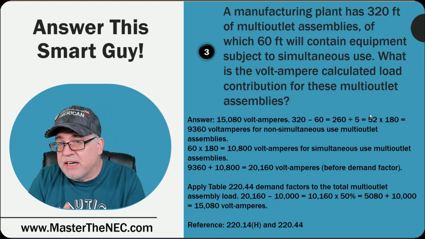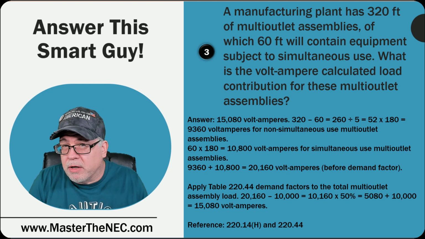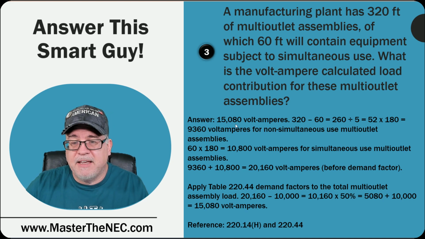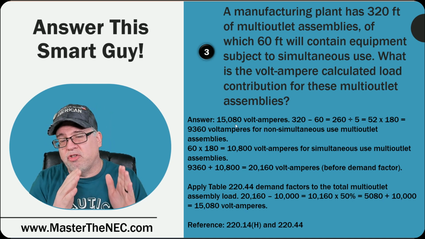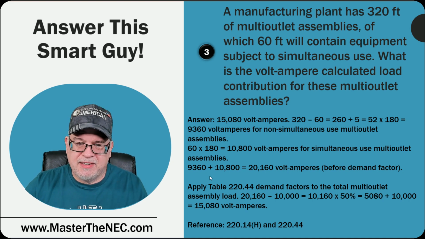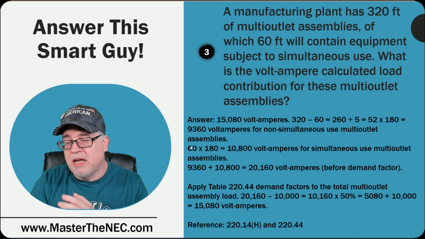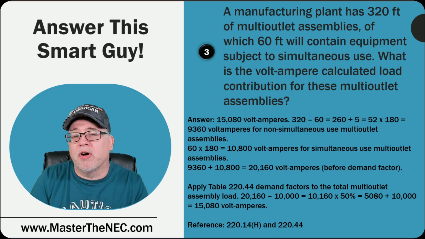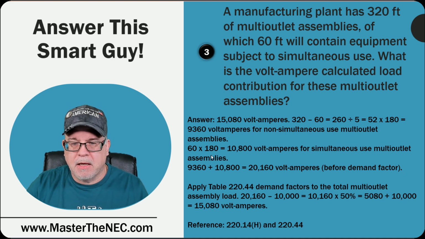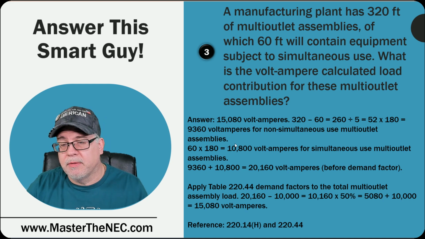Now remember it said 180 VA per 5 foot or fraction thereof. So we just take that 52 times 180, and that is 9,360 VA for that non-simultaneous use portion of a multi-outlet assembly. Now, what about that 60-foot piece? Well, remember what it says? It said 180 VA per foot or fraction thereof. So 60 times 180 is 10,800.